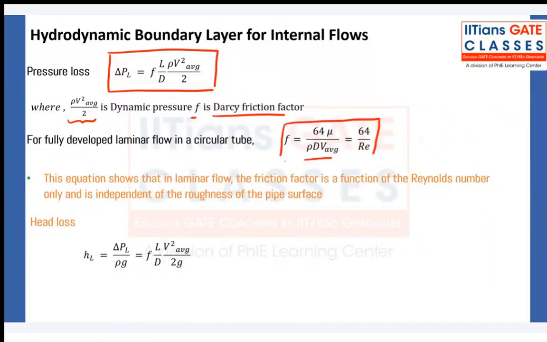f here is the friction factor. We can also express this in terms of the friction coefficient. Can you tell me, do you know the relationship between friction factor and friction coefficient?